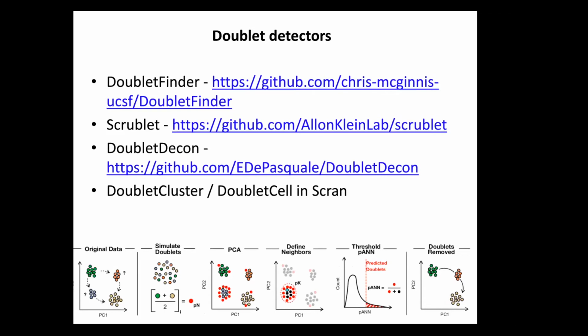There are several tools, and these are just a few of them that I've listed here, that try to simulate doublets. Basically, you take your data, you add together all the reads from two cells, randomly selecting pairs of cells. You put them into your data matrix, and you rerun PCA and so on. And then any cell where most of its close neighbors are simulated doublets, you would predict to be a doublet.